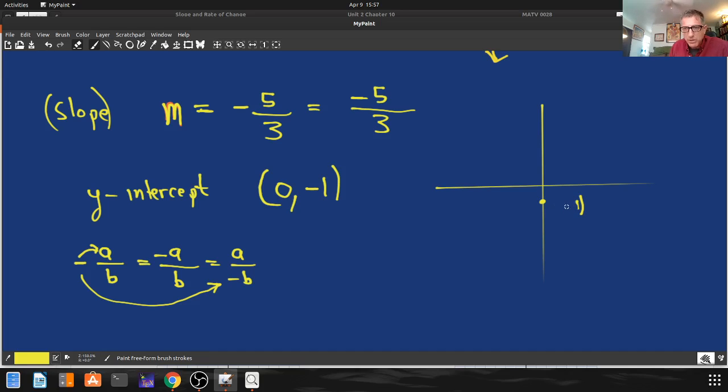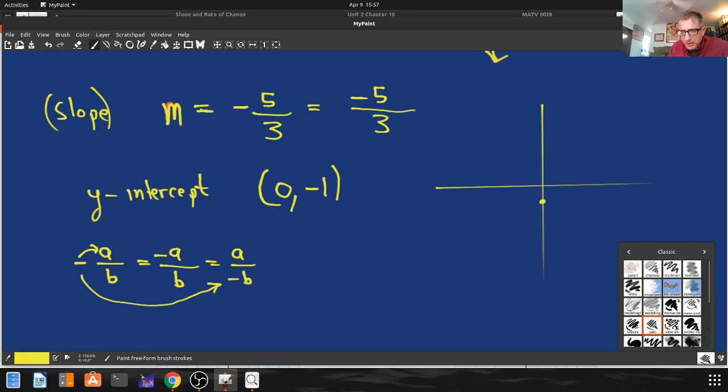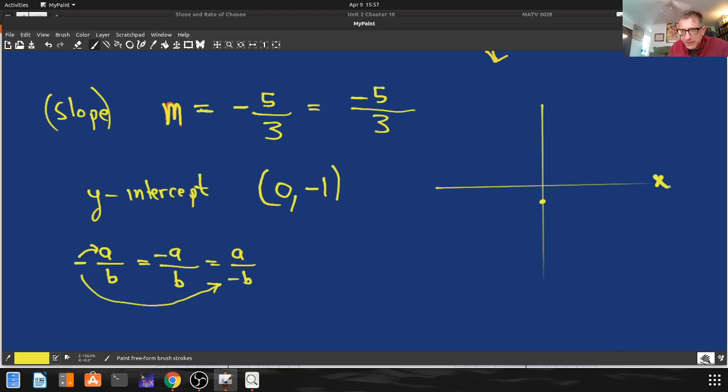We know that this is where the line crosses the y-axis. Remember, this is my x-axis, and this is my y-axis. I think I had it too fine. And this is the coordinate.